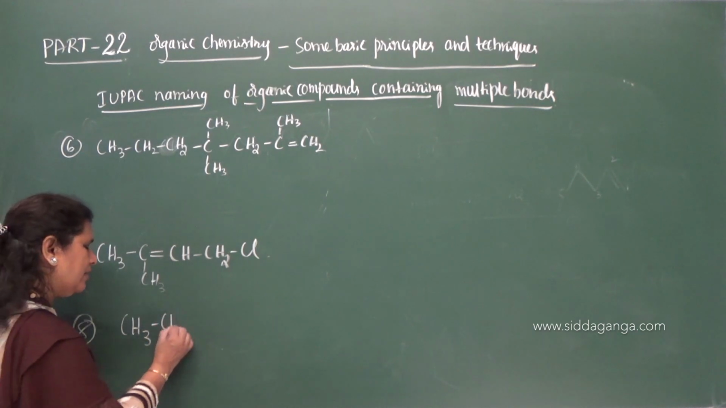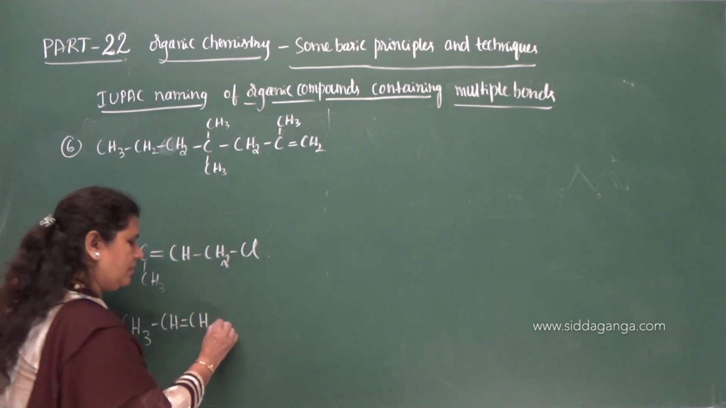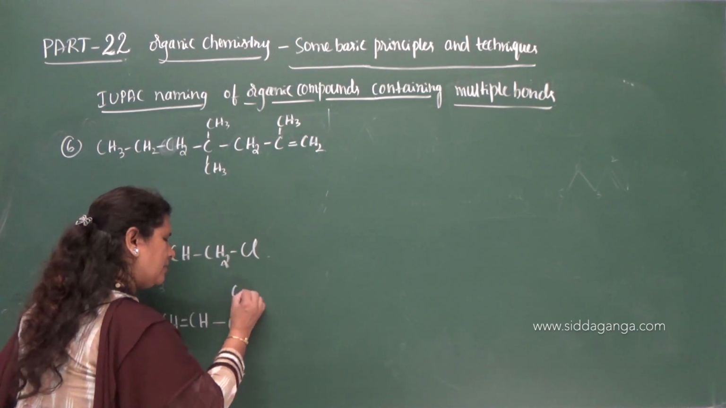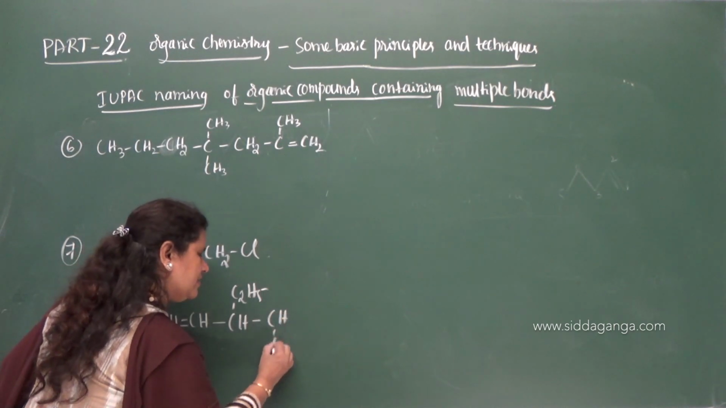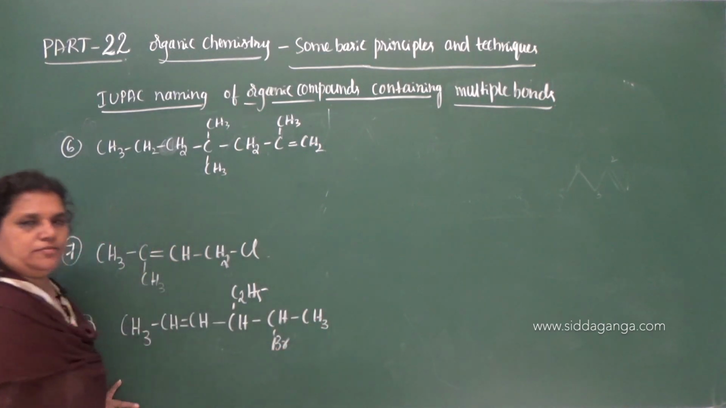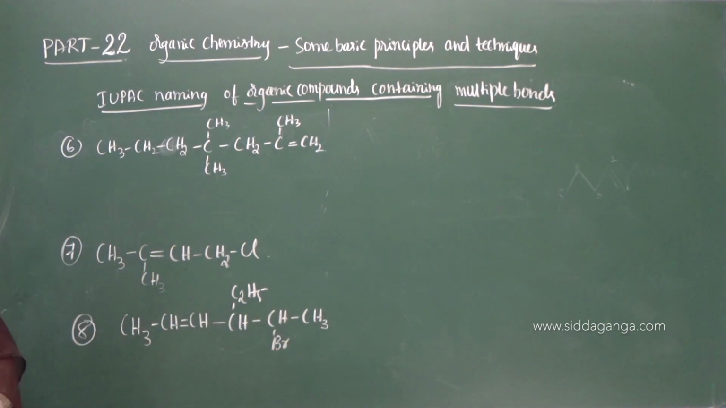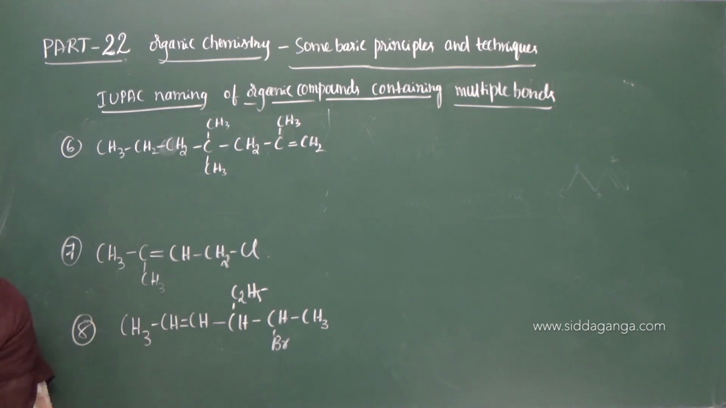CH3, CH double bond CH, CH, C2H5, CHBr, CH3. So these are the alkenes, substituted alkenes given here. Now try to give the IUPAC name along with the bond line formula.